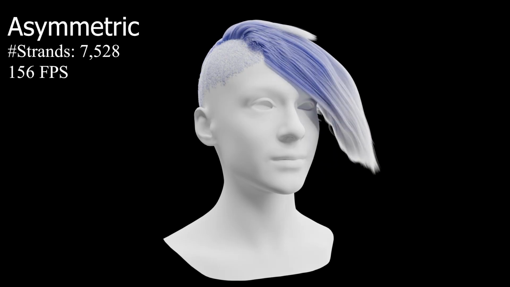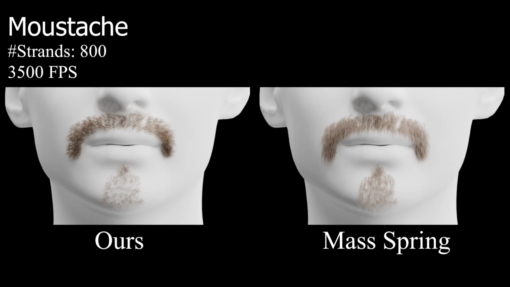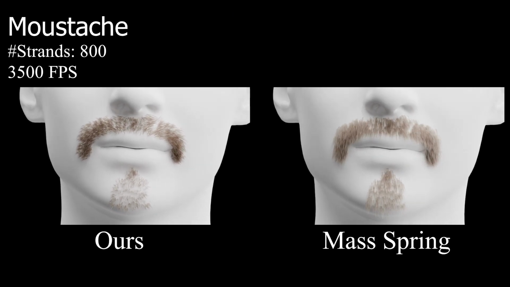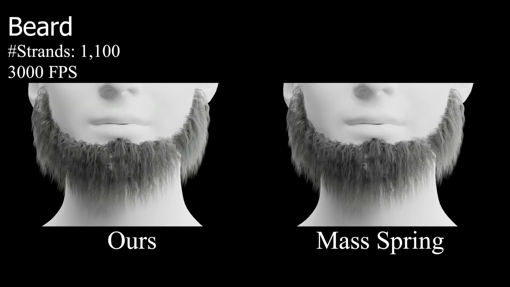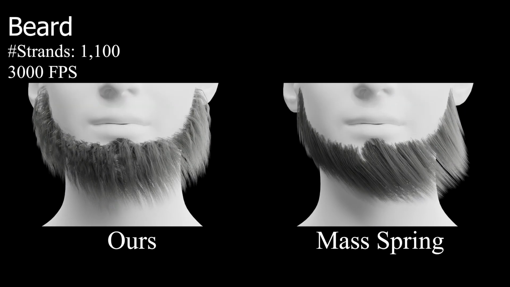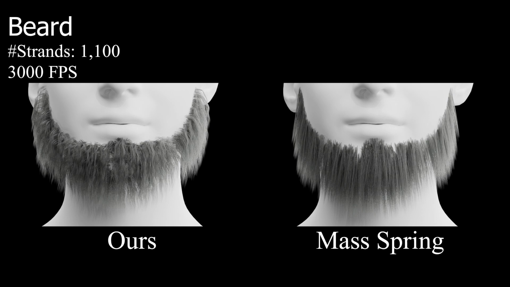Our model captures the behavior of different hair types, such as the increased stiffness of shorter strands. This enables higher fidelity simulation of diverse assets, including asymmetric styles and facial hair. In contrast, traditional mass-spring systems treat all strands uniformly, regardless of length.